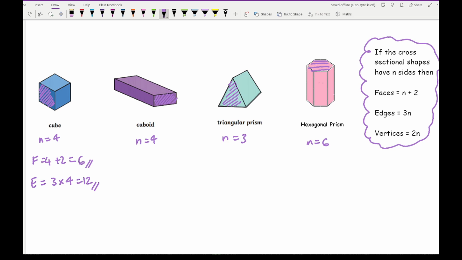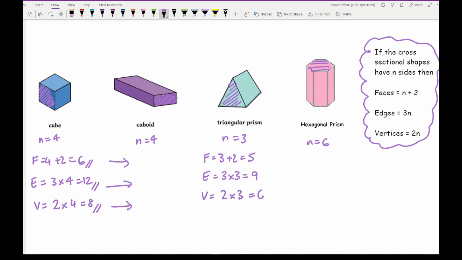And the number of vertices, well, that's going to be 2 times n, so that's 2 times 4, which is 8. And again, the same thing applies for a cuboid, so they're exactly the same. For a triangular prism, the number of faces is going to be 3 plus 2, which is 5. For the number of edges, it's going to be 3n, so that's 3 times 3, which is 9. And for the number of vertices, that's going to be 2 times 3, which is 6.